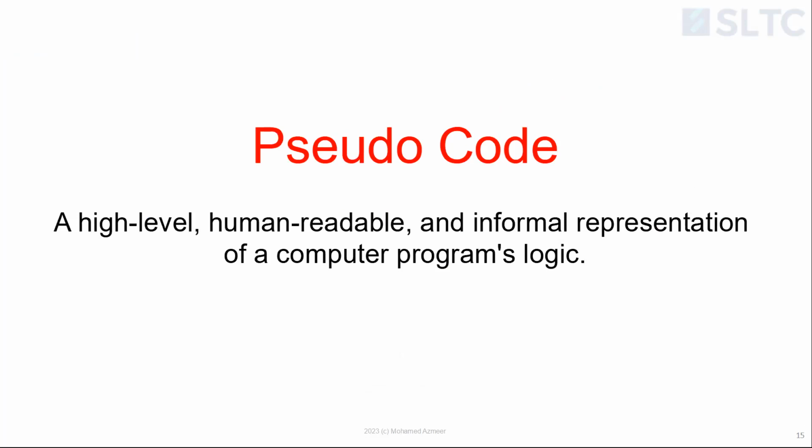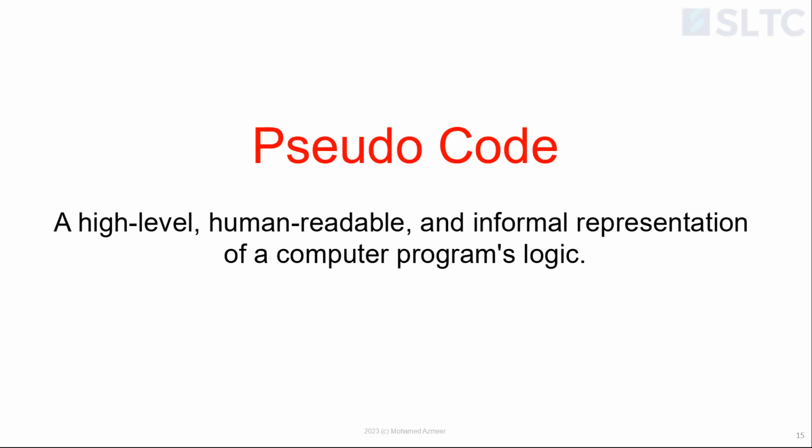The other way to explain an algorithm is called pseudocode. What does that mean? A high-level, human-readable, and informal representation of a computer program's logic. It doesn't have specific things about the processor or the computer. It's very human-readable, English-like.